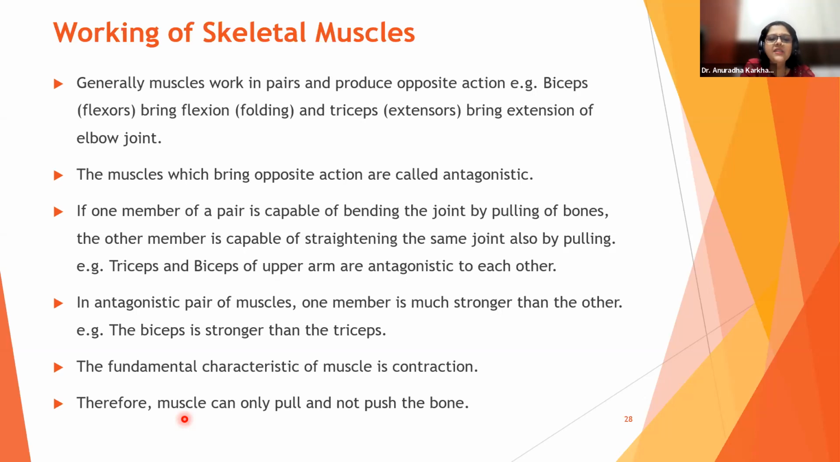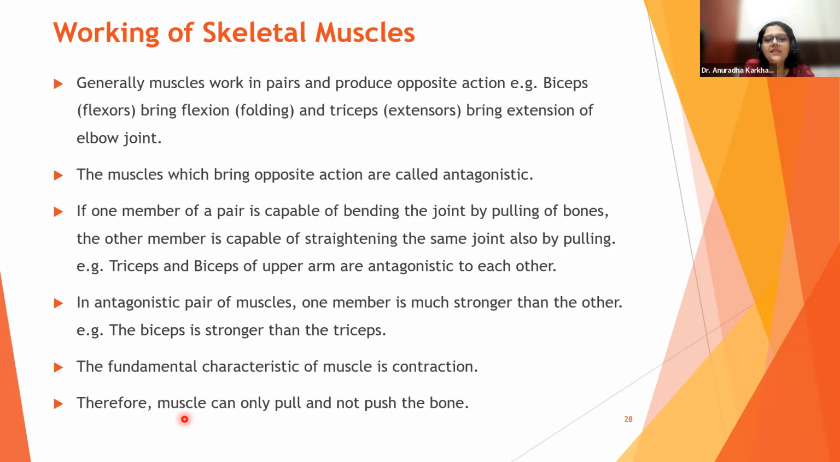Okay, the muscles which bring about opposite actions are called as antagonistic. If one member of a pair is capable of bending the joint by pulling the bones, the other member is capable of straightening the same joint by pulling. See, muscle cannot be pushed, it can only be pulled. तो जब ये अंदर पुल हो रहा है तो ये बाहर के तरफ पुल हो रहा है, so it's a pulling action.